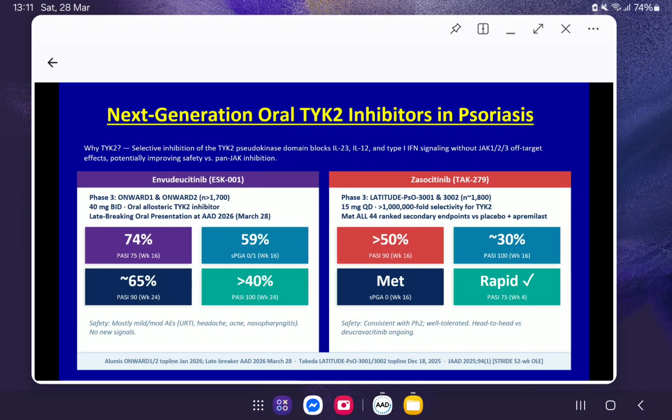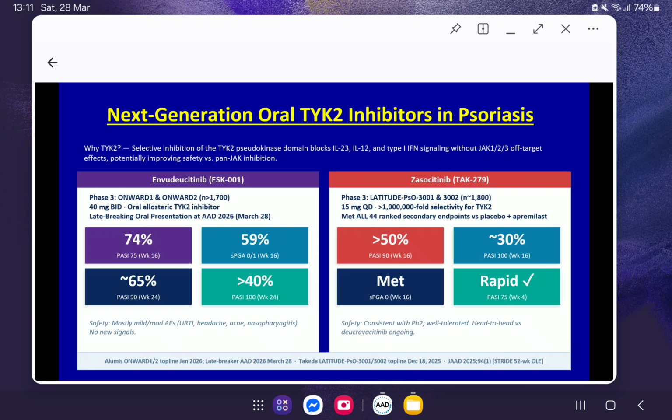Okay, well, I'm really excited to share this. Why? Because this is data that's actually being shown here. This was just shown today, repeat, today, in the late breaker session on envudeucitinib. Envudeucitinib is a new TYK2 inhibitor for psoriasis, showing over 40% PASI 100 at week 24. Oral medication, 40% of patients and more got PASI 100. Pretty impressive data. Close to 70% got PASI 90, so it's really, really exciting.